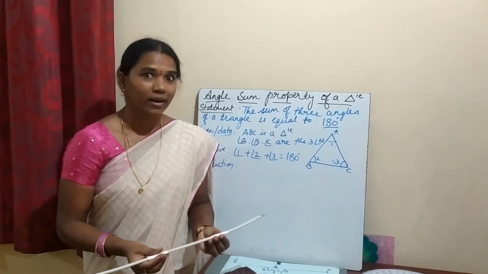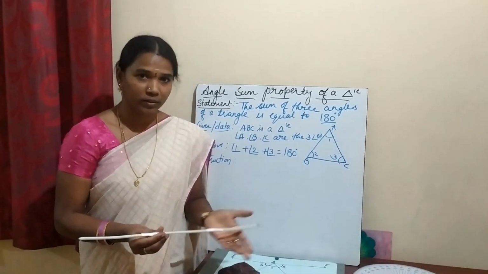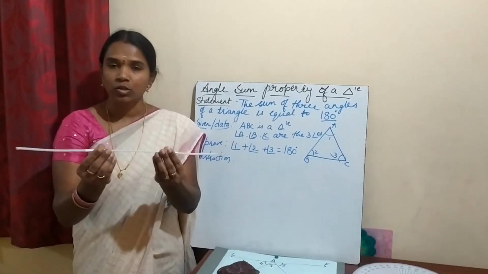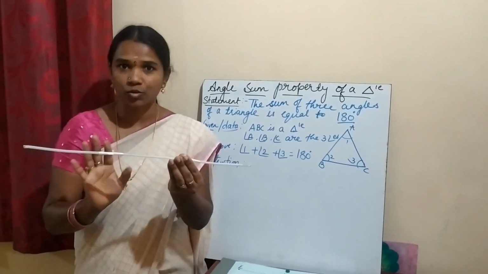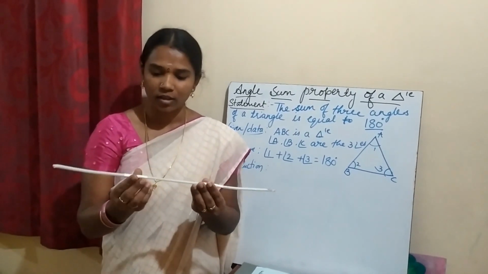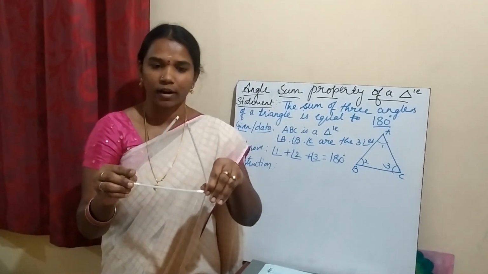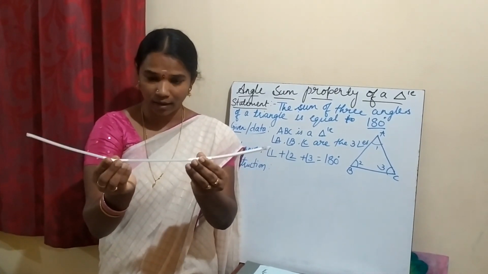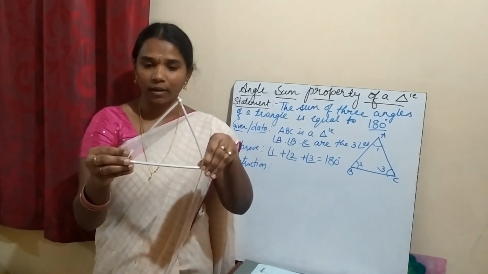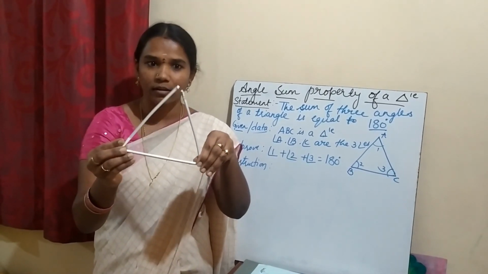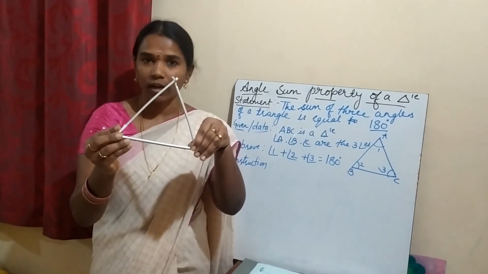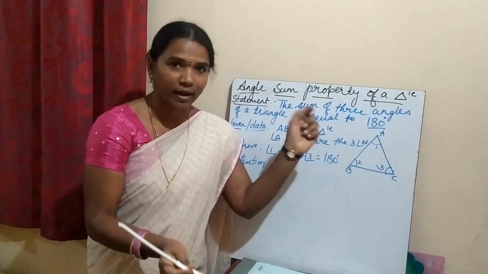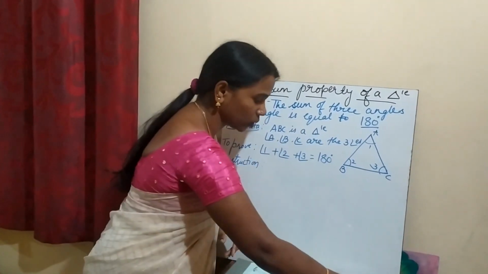So let's see what is required for this triangle to prove this theorem. Just observe this line. Let us assume this is a line. You know the angles on a straight line add up to 180 degrees, right? Let us fold it into the form of a triangle. You can observe that the straight line has been formed into a triangle. That means 180 degrees has been distributed among these three angles. So we require a line to prove this theorem, and that is what we are going to construct.